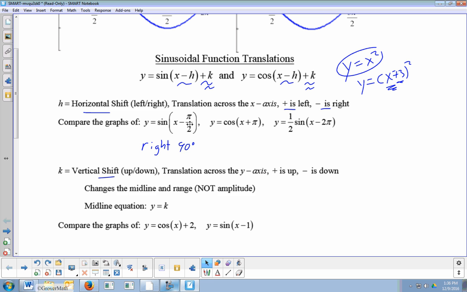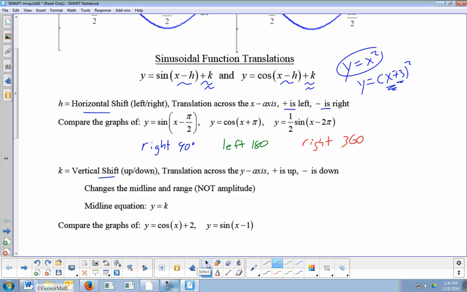A lot of times you'll just be able to look at this and see what it's saying here, that this minus pi over 2 is right 90. This plus pi is left 180, or left pi. And then this minus 2 pi is right 360. And what am I going to notice when I move the graph 360? It's going to look exactly the same, because 360 is our interval where it's changing. Now this also has an amplitude of a half, but that's just going to make it a little bit tighter to the x-axis.